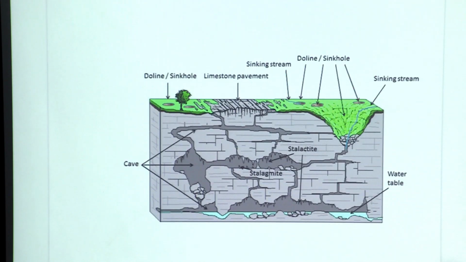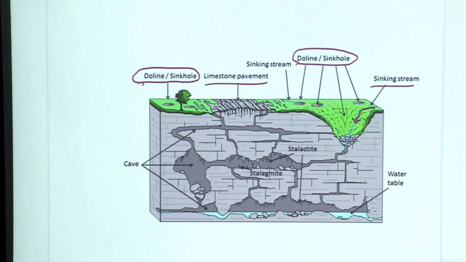If I have to talk about other surface features, we have these features as dolines or sinkholes. It is written twice in the figure. And we also have limestone pavement. This is also mentioned in our NCERT. And a sinking stream here.